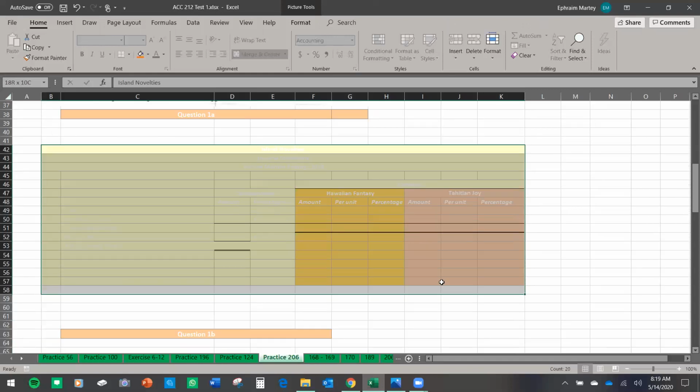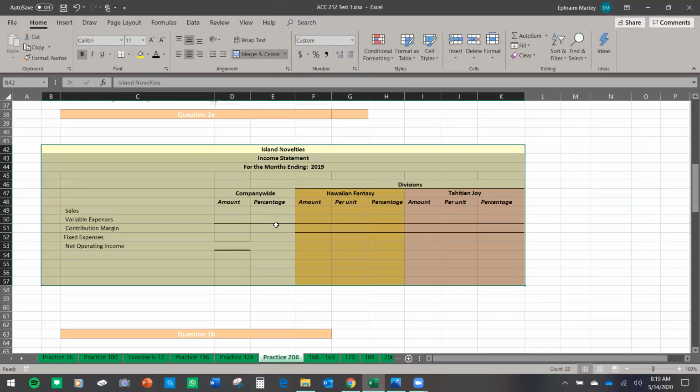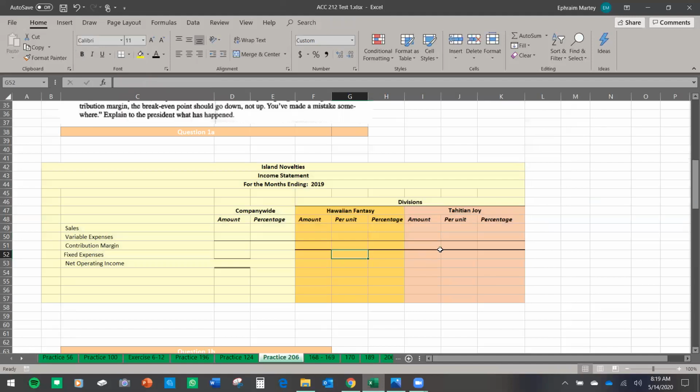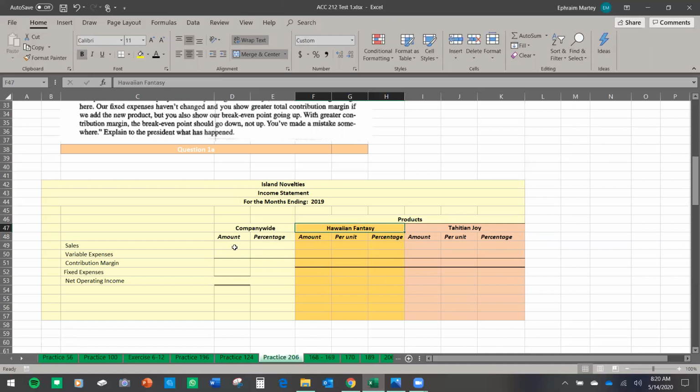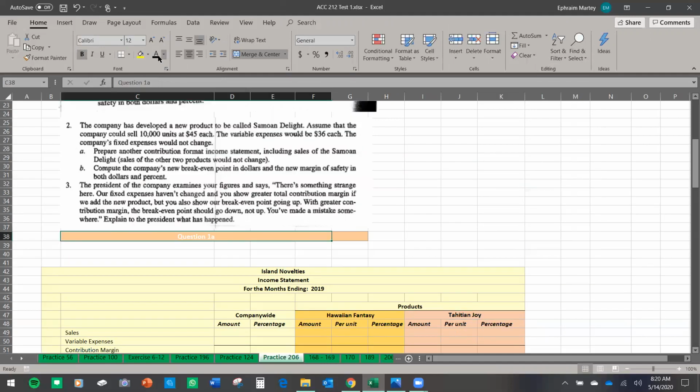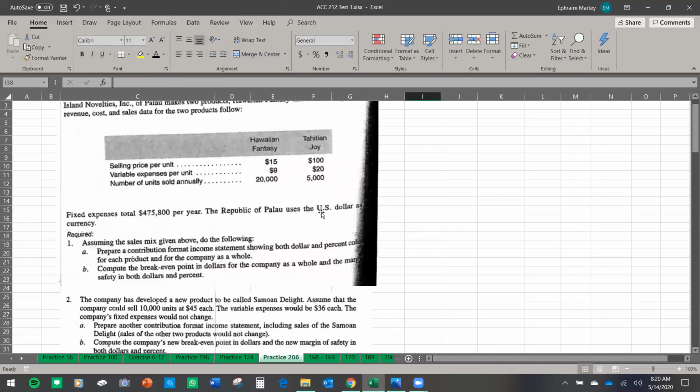So we have two products. We can call it division, or we can choose to call it product. So we have two products here. So we're going to find the product for Hawaiian Fantasy and the product for Titan Joy. Oh, that brings joy to my soul. So let's move ahead.